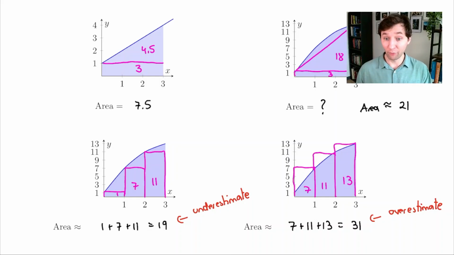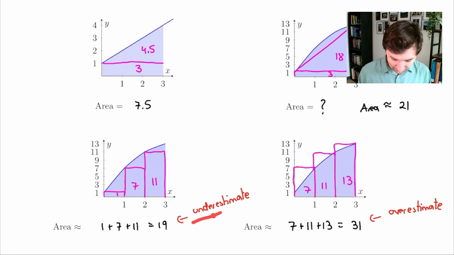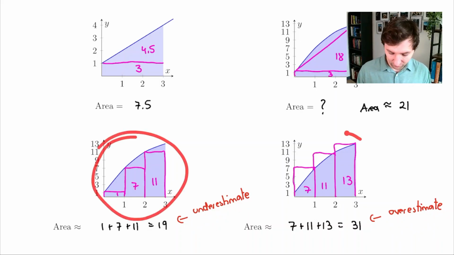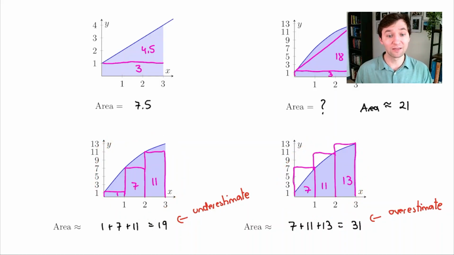Before we learn how we can improve these approximations, how we can improve these underestimates and overestimates, let's see if we understand how to use the left-endpoint method and the right-endpoint method to approximate areas of regions under graphs of functions.